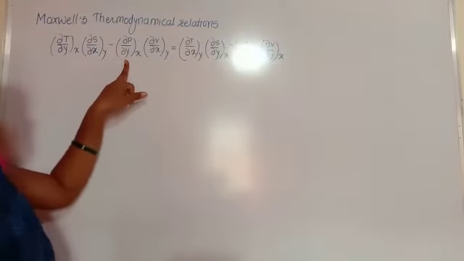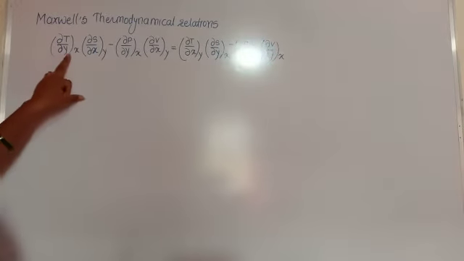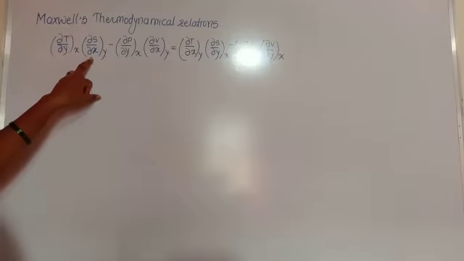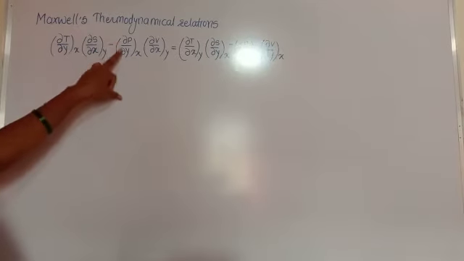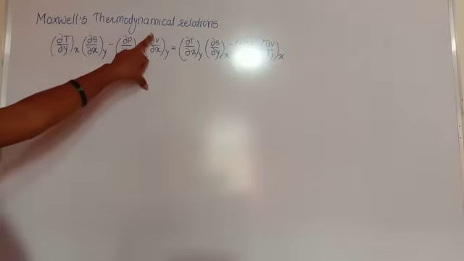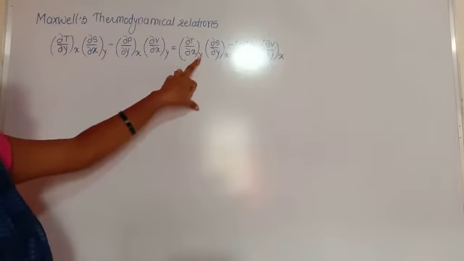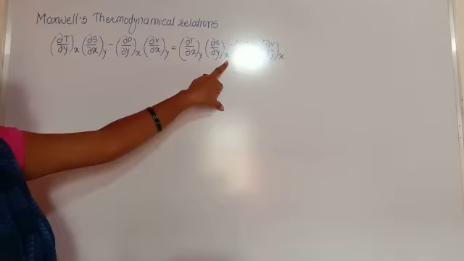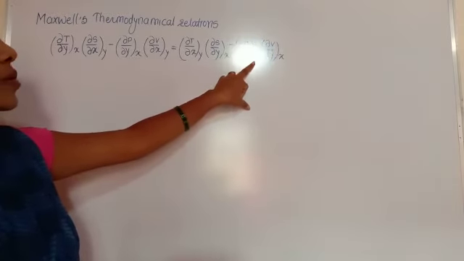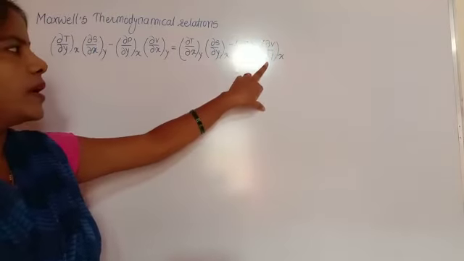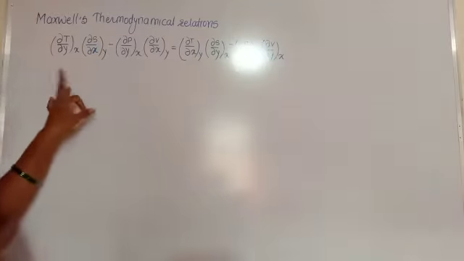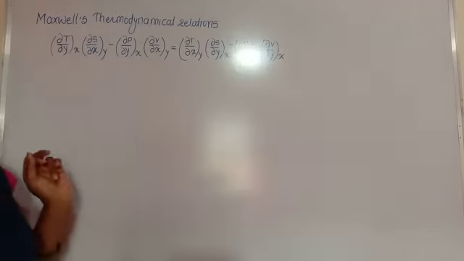So this is the general equation: del T by del y at constant x, del S by del x at constant y, minus del P by del y at constant x, del V by del x at constant y, is equal to del T by del x at constant y, del S by del y at constant x, minus del P by del x at constant y, del V by del y at constant x. This is the general expression which we calculated in the previous class.